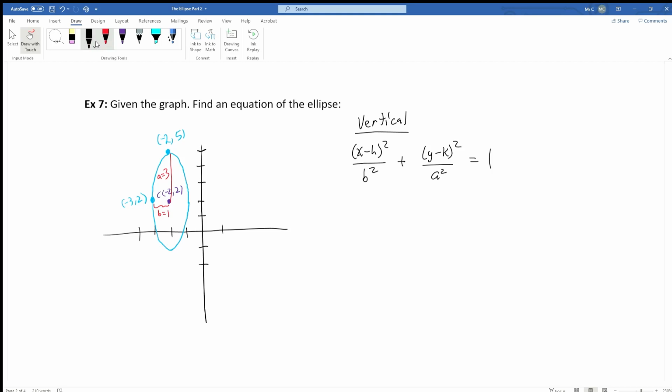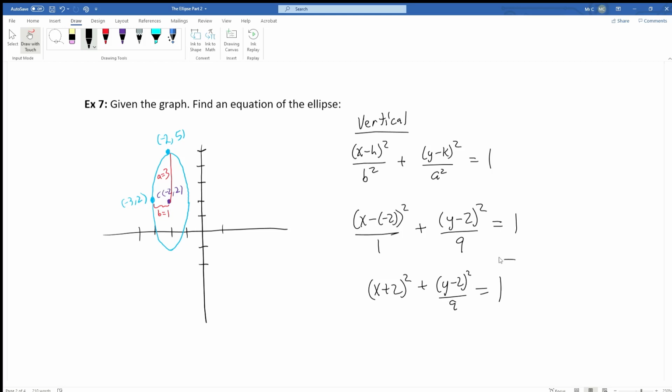Putting all of this together, this gives me (x minus negative 2) squared over 1 squared plus (y minus 2) squared over 3 squared, which is 9. That gives me (x plus 2) squared plus (y minus 2) squared over 9 equals 1.